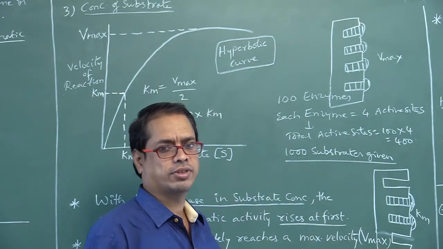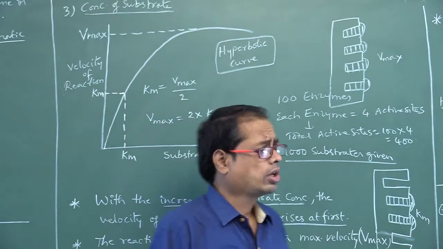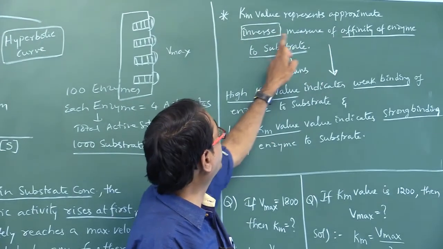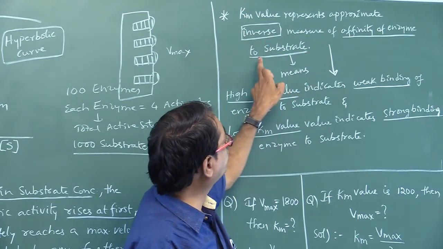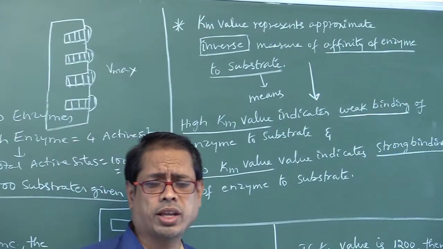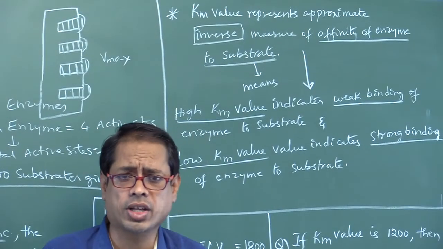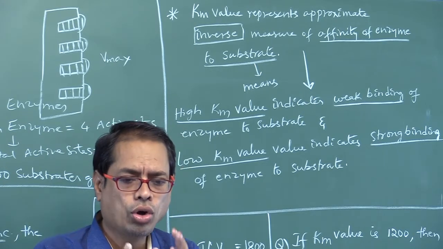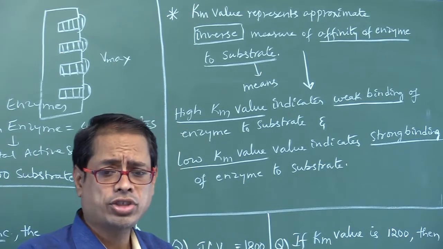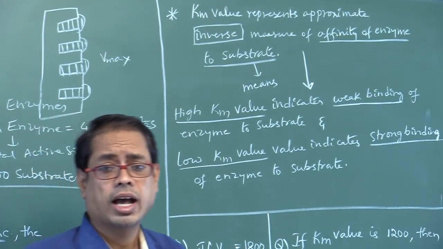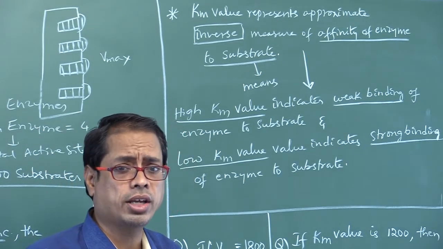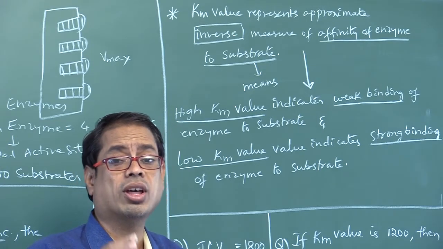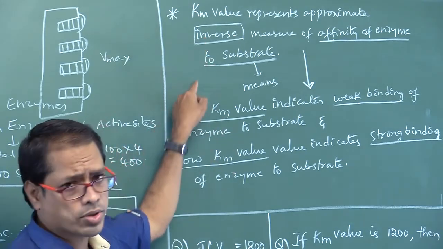Michaelis-Menten constant, right? What does this Km value represent? Km value represents an approximate inverse measure of affinity of the enzyme to the given substrate. What does it mean? Inverse measure or a direct measure? Inverse measure, that is, a high Km value means low affinity of the enzyme to the given substrate. Low Km value means strong binding of the enzyme to the given substrate. Inversely proportional.